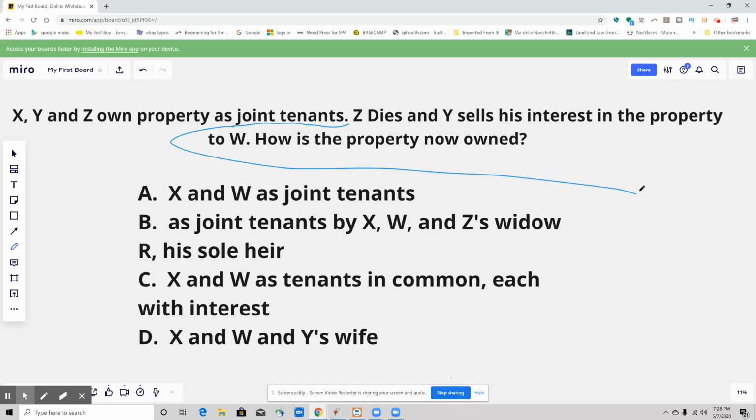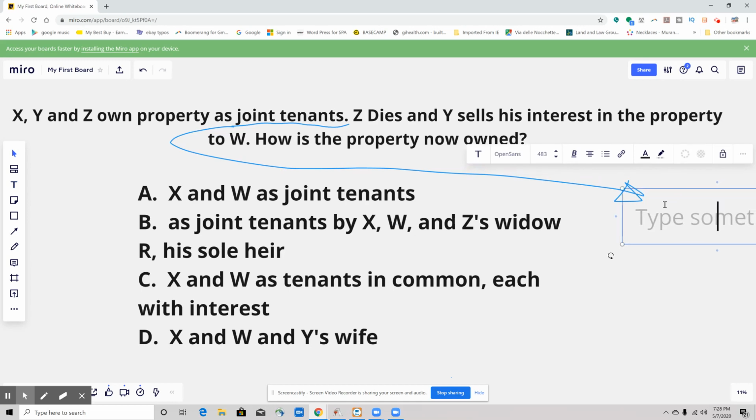You have to have the four unities, which are the unities of time, title, interest, and possession. I always abbreviated it TTIP. So you have to have time, title, interest, and possession, meaning that you have to take the property at the same time, be on the same title, have equal shares of interest, and come into possession of the property at the same time.